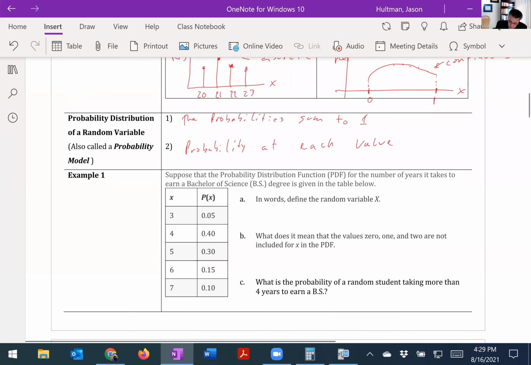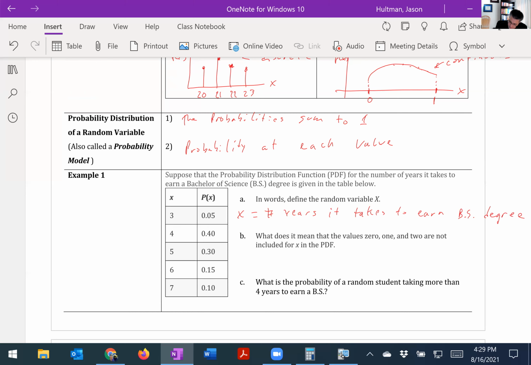Okay, suppose that the probability distribution function for the number of years it takes to earn a Bachelor of Science degree is given below. In words, define the random variable X. Well, they kind of just defined it for us. It's the number of years. X equals the number of years it takes to earn a Bachelor of Science degree.